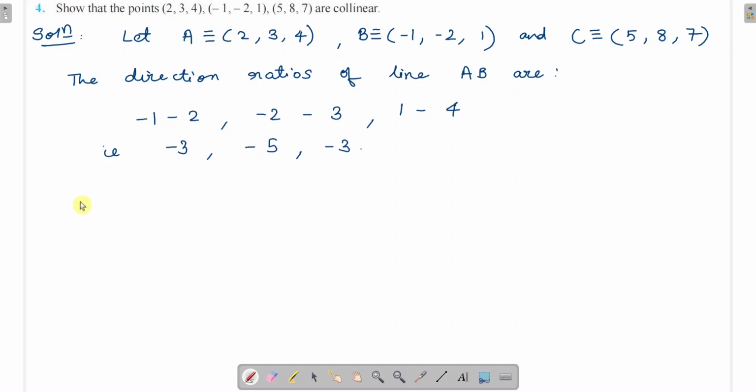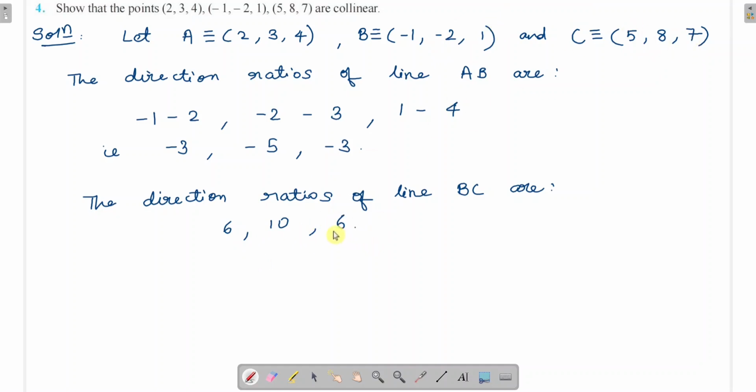Then we will find direction ratio of line BC. So the direction ratios of line BC are, 5 minus of minus 1 is 6, 8 minus of minus 2 is 10, and 7 minus 1 is 6.